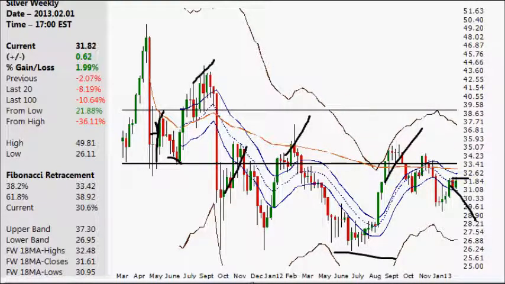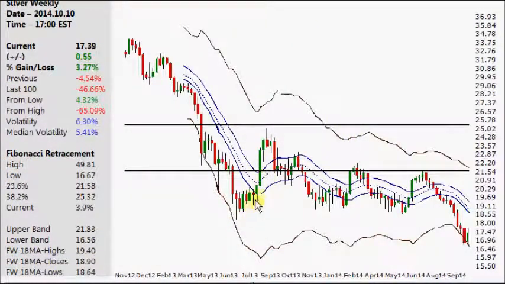Let's take a look at last week's weekly chart. There were 5 times that it tried to go higher and it couldn't sustain it. 6, 7, 8. So 8, the last and only 8 times since the $50 top. Each rally has ultimately failed.